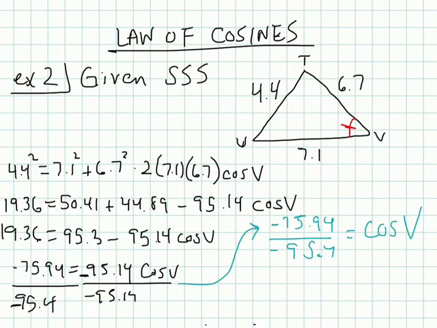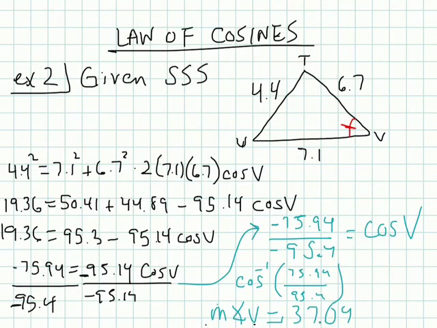And again, just like when we were doing a similar problem with the law of sines, when we're finding the measurement of an angle, we need to use the inverse. And so on your calculator, you want the inverse of cosine of this fraction that we have, 75.94 over 95.14. And when you punch that in, you'll get that the measure of angle V equals 37.04. We could probably just round that to 37 degrees. So there's your measurement of the angle. So that's using the law of cosines to find an angle.